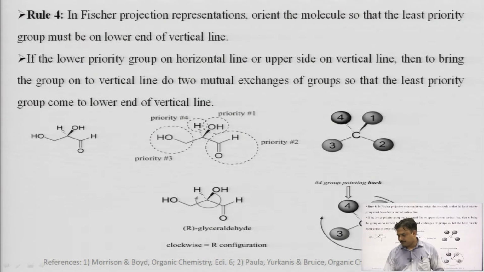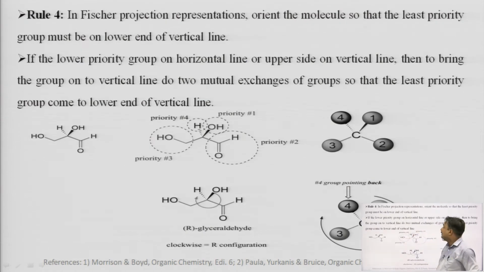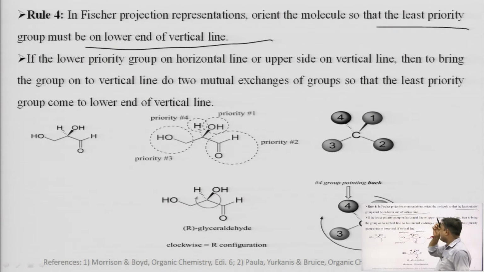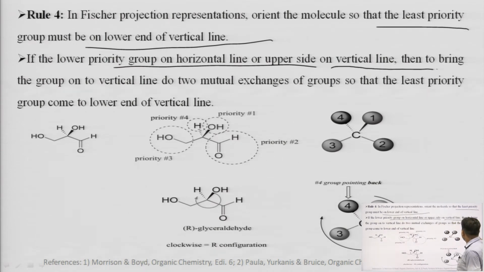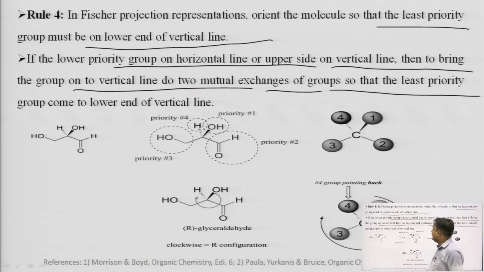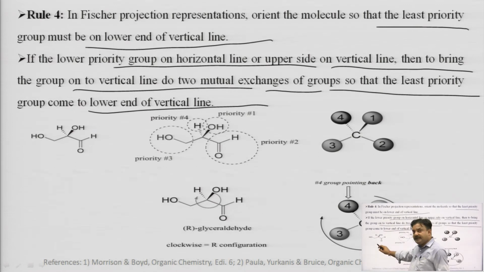Rule number 4: in Fischer projection representations, orient the molecule so that the lowest priority group is on the lower end of the vertical line. If the lowest priority group is on the horizontal line or the upper side of the vertical line, then to bring the group onto the vertical line, do 2 mutual exchanges of groups, so that the least priority group comes to the lower end of the vertical line. Very important friends. Please see the examples.